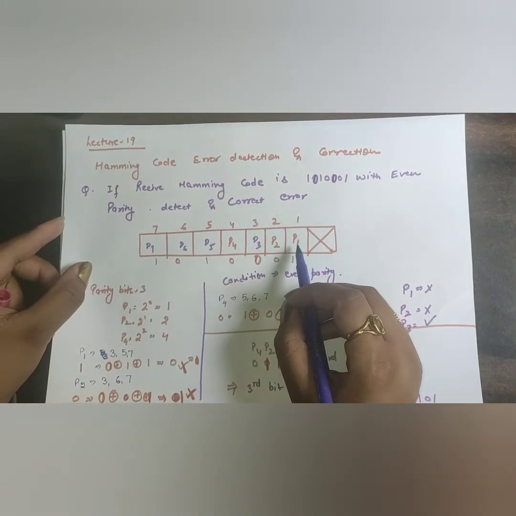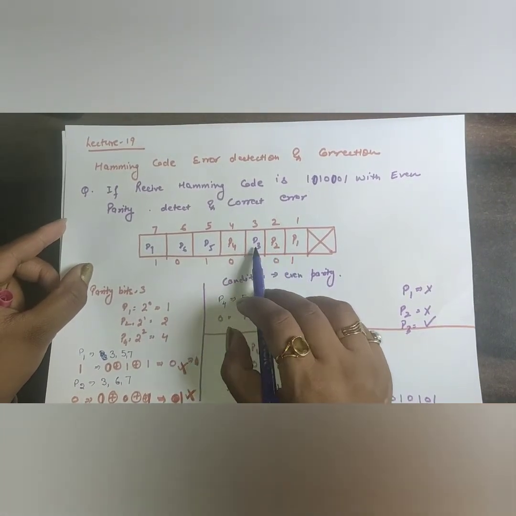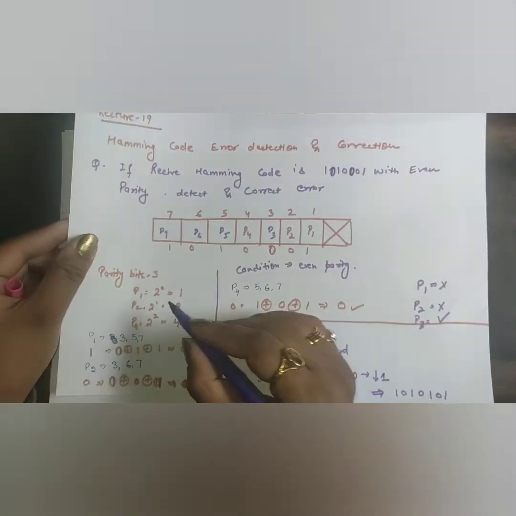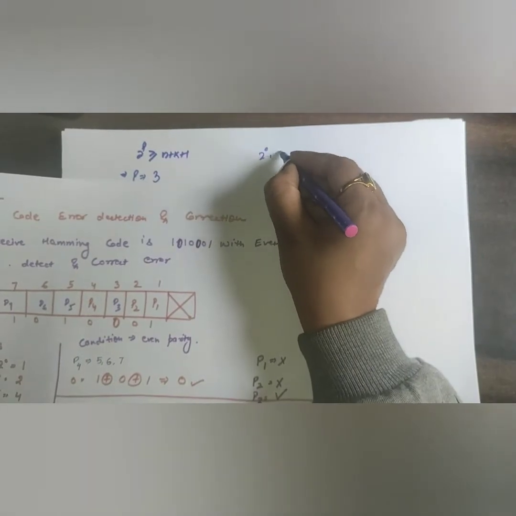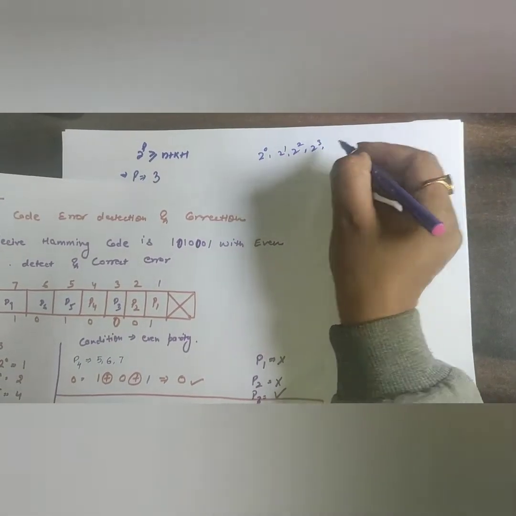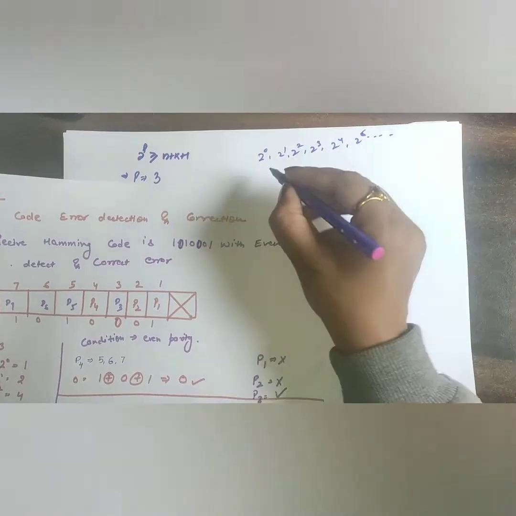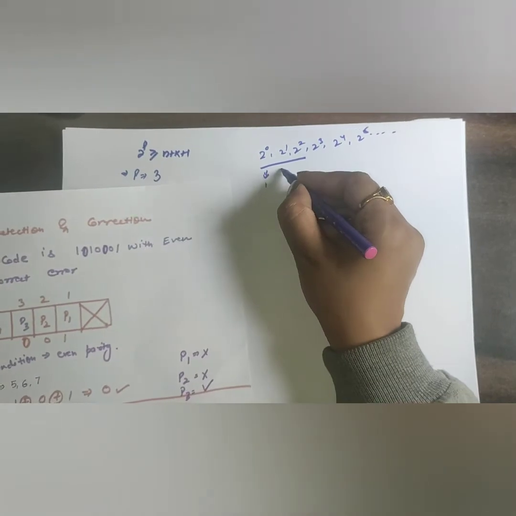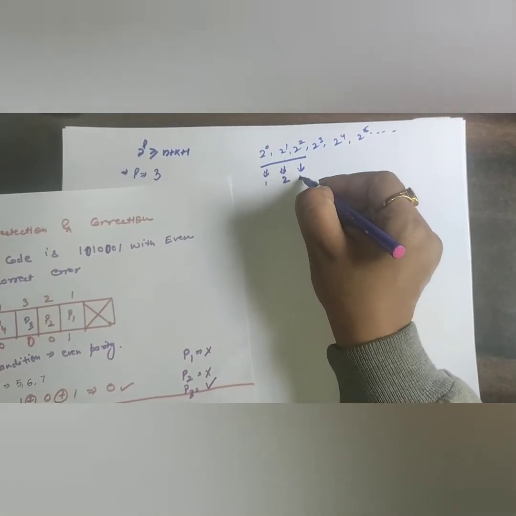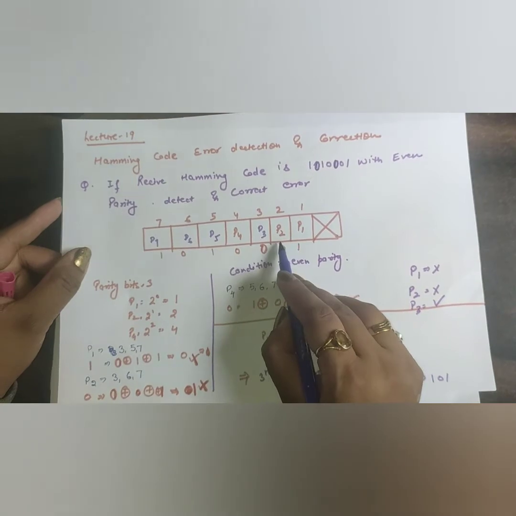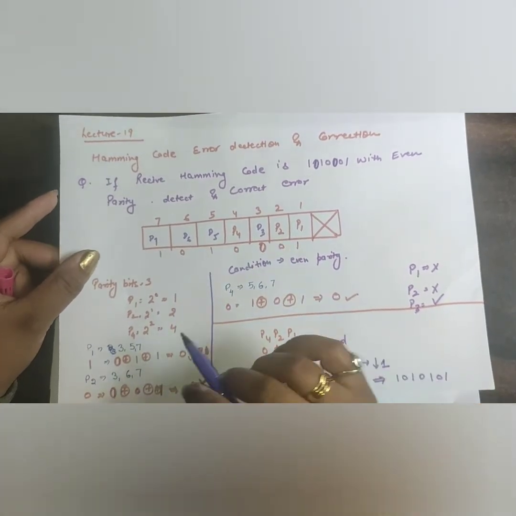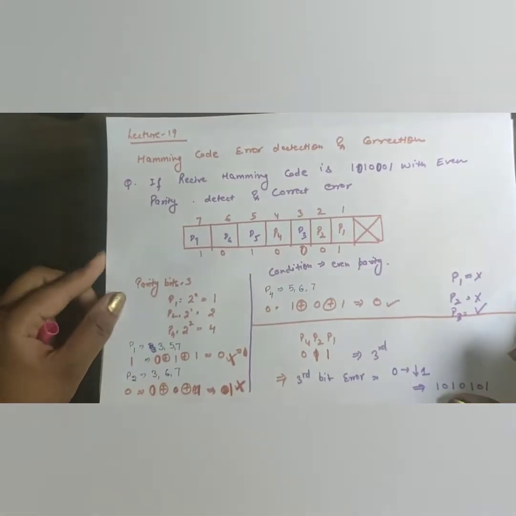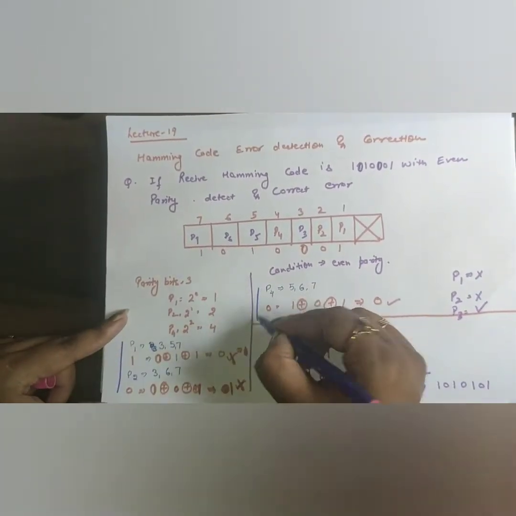Here we will make a 7-bit message with 3 parity bits, and the positions of parity bits will be 2 to the power 0, 2 to the power 1, 2 to the power 2, 2 to the power 3, and so on. There are 3 parity bits: 2 to the power 0 is 1, 2 to the power 1 is 2, and 2 to the power 2 is 4. So parity bits P1, P2 and P4 here. Now we will check the position of parity.